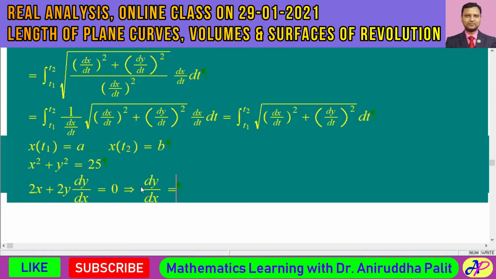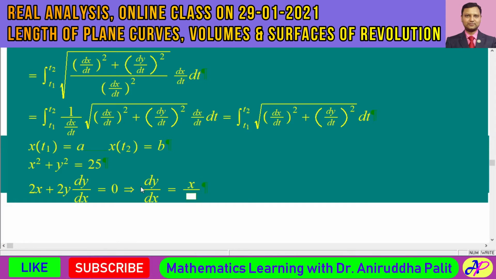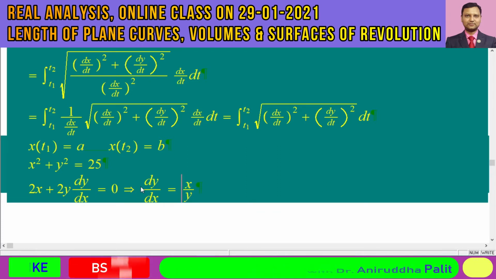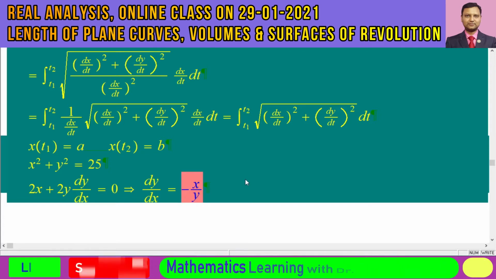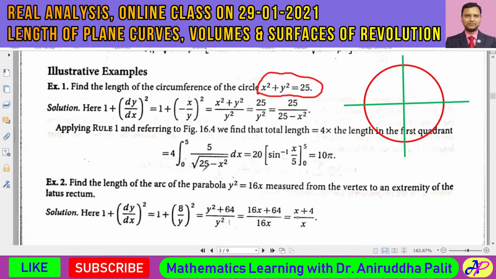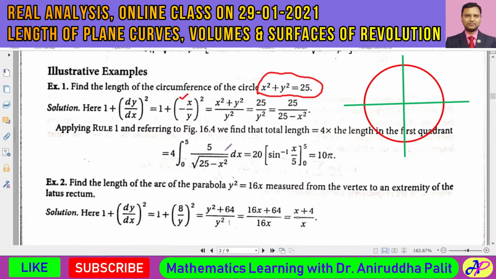This dy/dx is equal to how much? That dy/dx is equal to x by y with a negative sign. Got it? So in this fashion, you can find the expression of dy/dx. Over here, they have just put the expression of dy/dx is equal to negative of x by y.